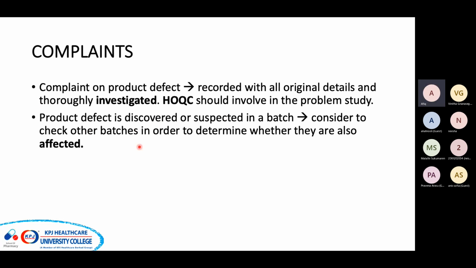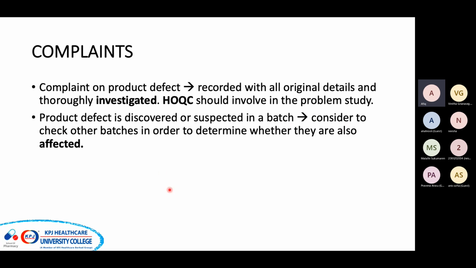The product defect is discovered or suspected in a batch. What you can do is you might consider to check other batches as well in order to determine whether they are also affected. So if you receive a complaint and you suspect it could be coming from one batch, what you can do, you might want to consider to check other batches as well. Okay, to determine whether these other batches are safe or they also are affected.